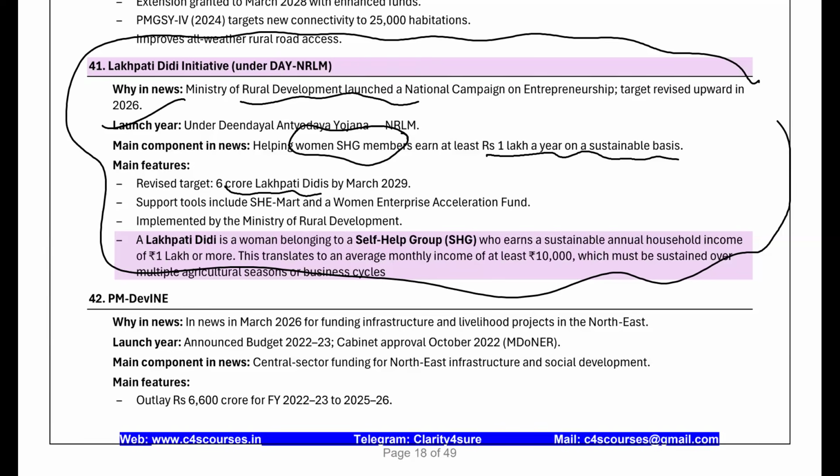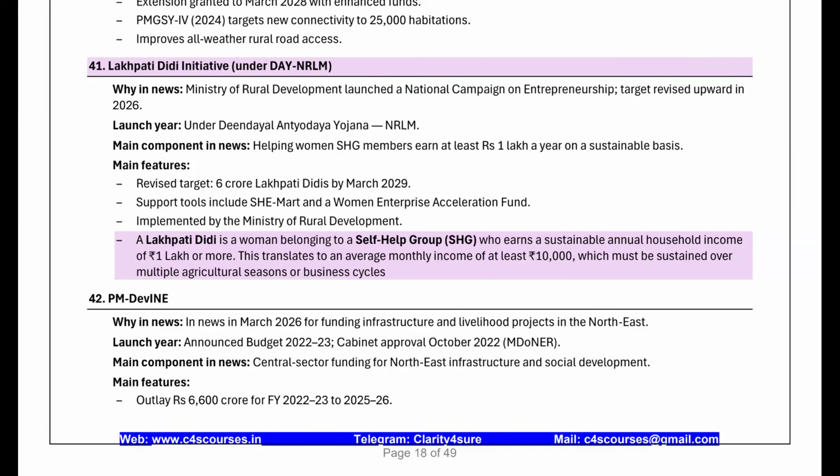Now PM-DevINE, right? First tell me which ministry will be covering this 42nd scheme. That is the Ministry of Development of North Eastern Region, that is MDoNER. Under this ministry it will come.